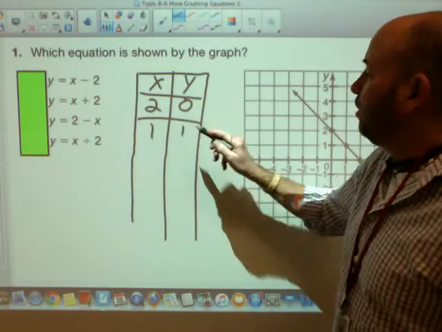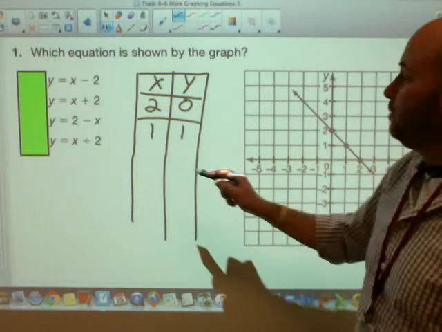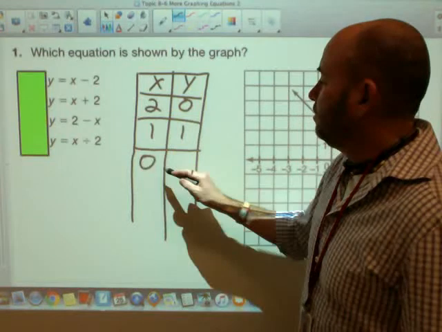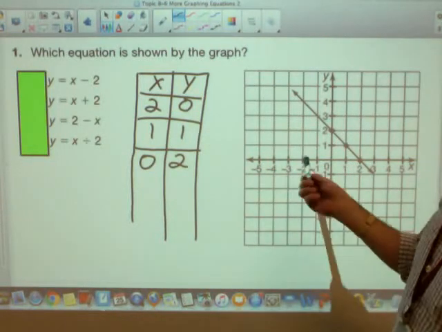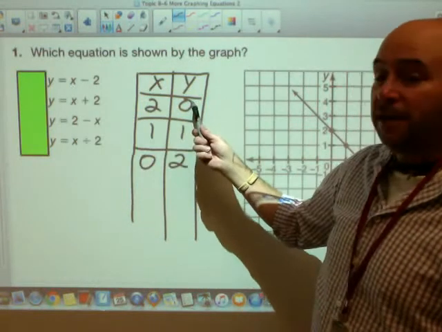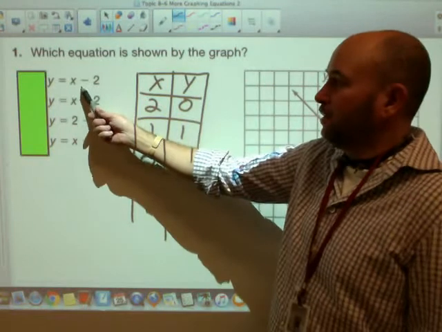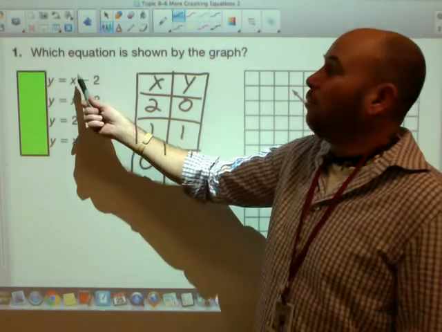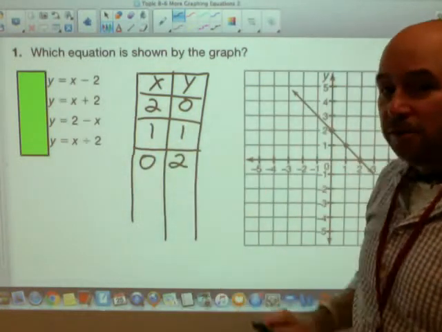Positive 1, positive 1. Then I'm going to use 0, positive 2. Now, what I can do is simply plug in my x values to see if I get the y value. If I can't get the y value that I want using this operation, then I know it doesn't work.